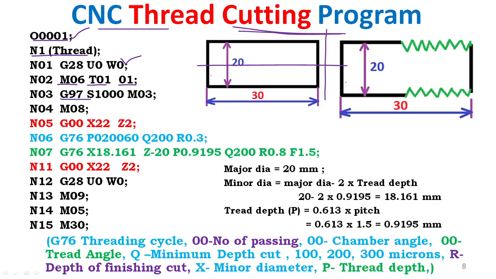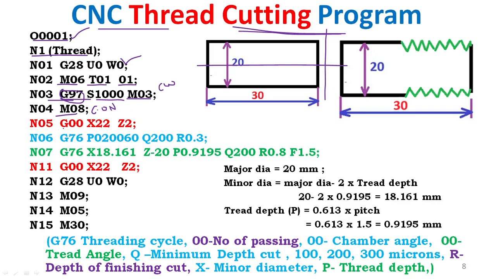G97 is the constant speed of spindle rotation, at a speed of 1000 rpm. M03 is the spindle rotating in the clockwise direction. M08 is the coolant on.